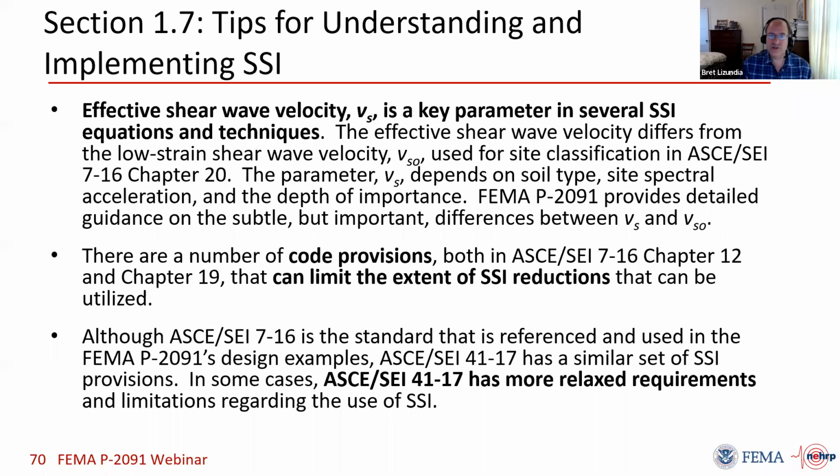You've got to know which shear wave velocity you're supposed to be using. As I explained, there are all these different terms, and they're not always as helpful as they could have been. So we talk about this at great length in the design guide. Hopefully we make it clear and tell you exactly which one to use and how to do it. There are lots of limitations and provisions to watch out for, and ASCE 41 generally has more relaxed requirements than ASCE 7.